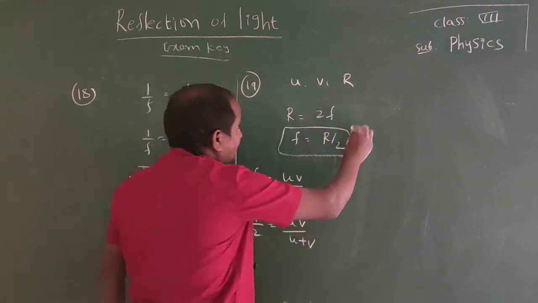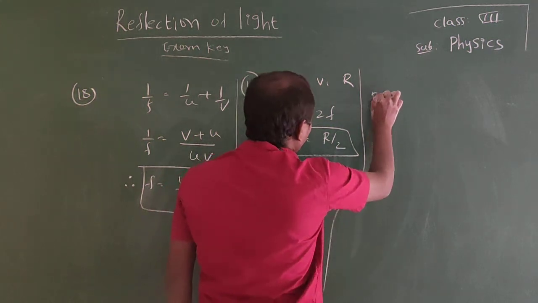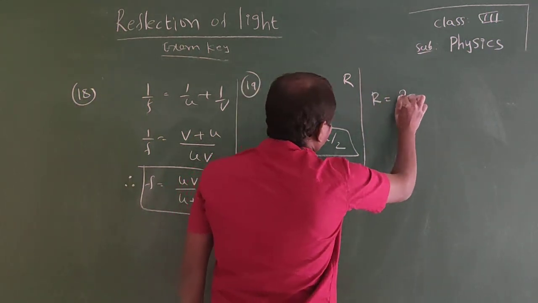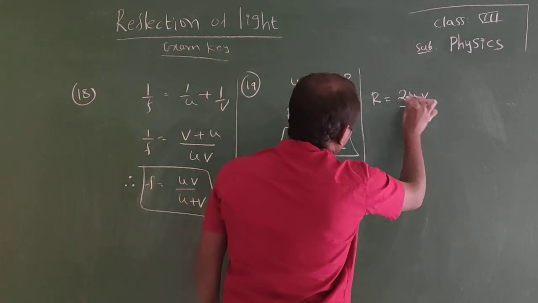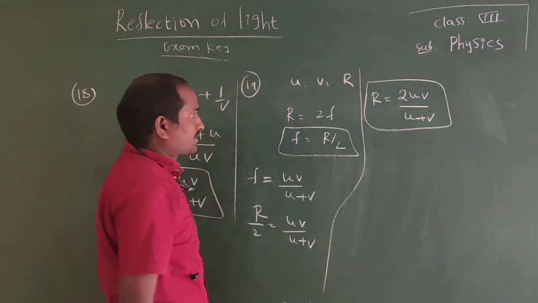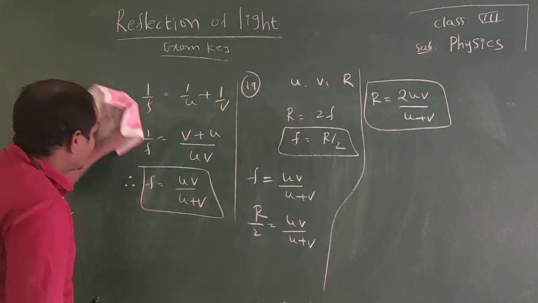I am doing cross product here. R equal to 2UV by (U plus V). It is a relation between R, U and V.